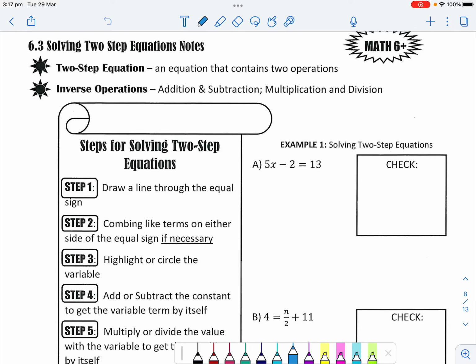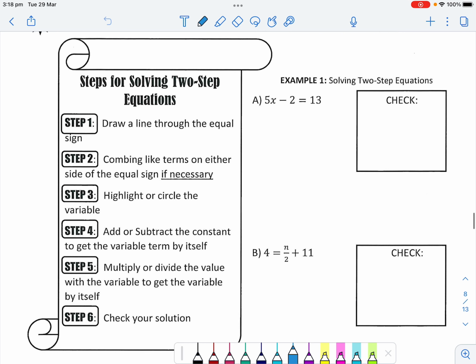Hey everyone, today we're going to talk about solving two-step equations or solving multi-step equations. This means that we're going to have to do more than one operation in order to solve. And we're going to be using those inverse operations: addition and subtraction, multiplication, and division. So I've got some steps here that we're going to use.